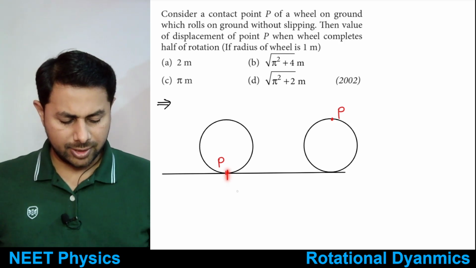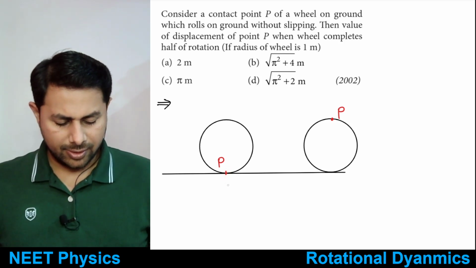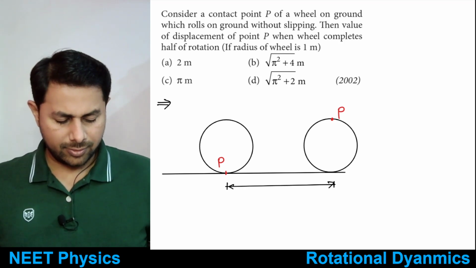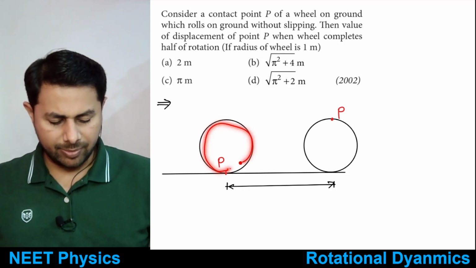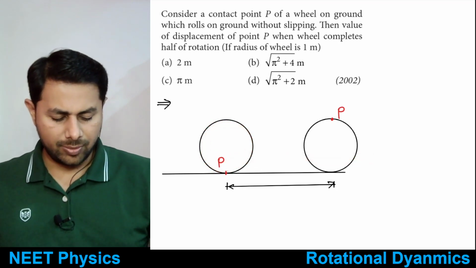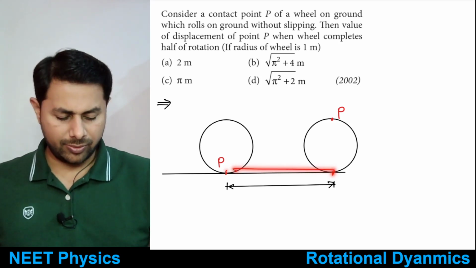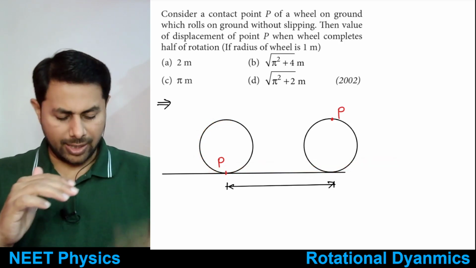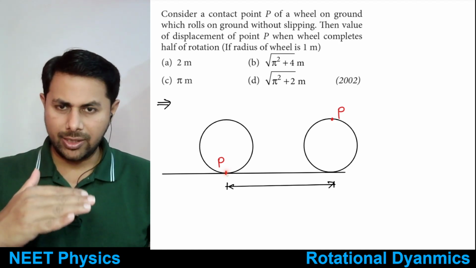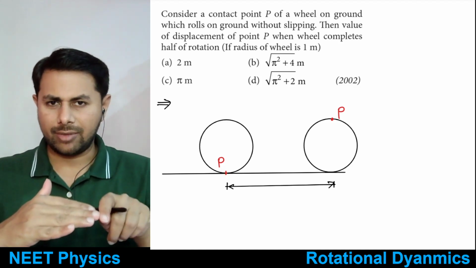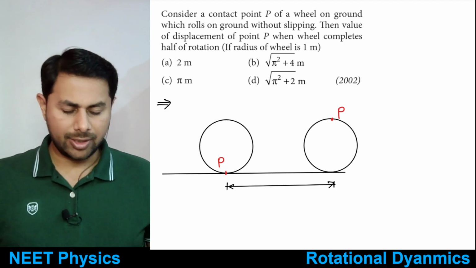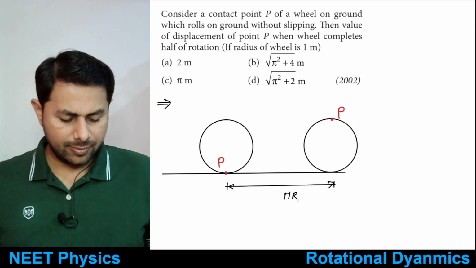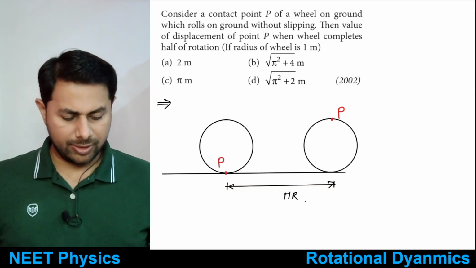So how much is this distance? For a full rotation while rolling, the point will come back to the floor. The point starts from here, that is, the point of the wheel makes contact with the floor, and once again it will make contact with the floor. So the distance covered would be equal to 2 pi r. But here it is half rotation only, so the distance covered is just pi r.